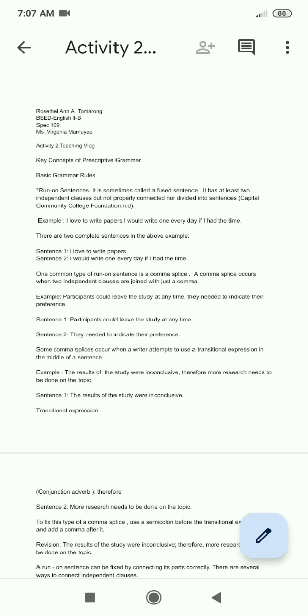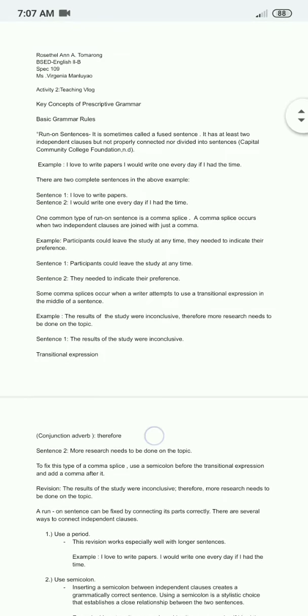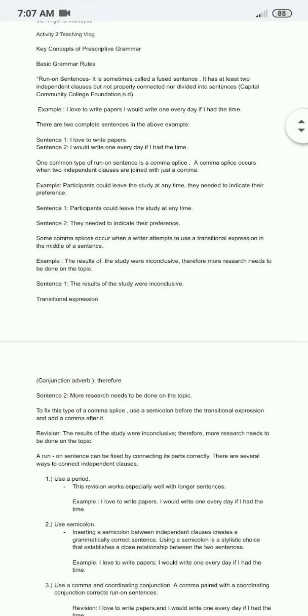And now, let me discuss first the run-on sentences. A run-on sentence is sometimes called a fused sentence. It has at least two independent clauses but is not properly connected nor divided into sentences.